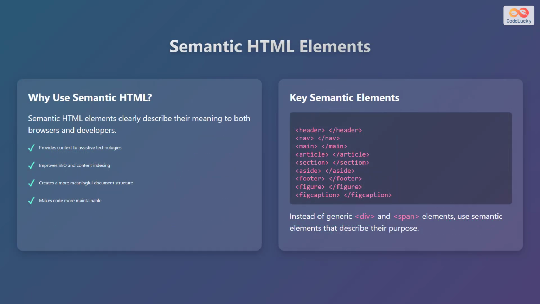Semantic HTML elements clearly describe their meaning to both browsers and developers. Using semantic HTML provides context to assistive technologies, improves SEO and content indexing, creates a more meaningful document structure, and makes code more maintainable. Key semantic elements include the header, the nav or navigation, main, article, section, aside, footer, figure, and figcaption. Instead of using generic div and span elements, use semantic elements that accurately describe their purpose, enhancing both accessibility and code readability.